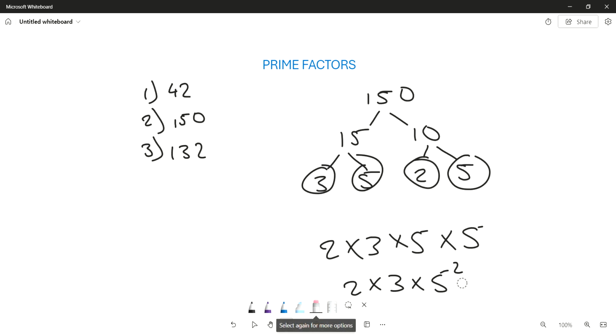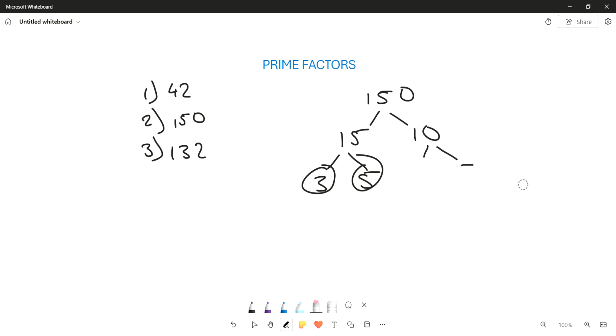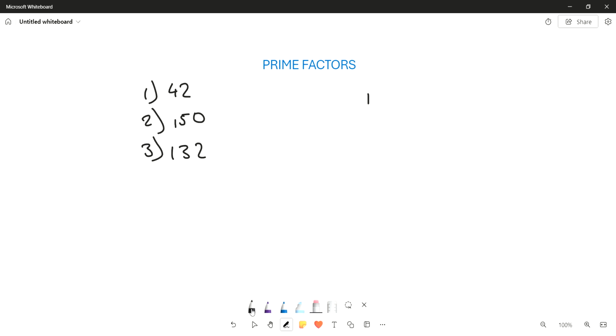Last but not least, let's have a go at 132. Two numbers that multiply to give 132. What we can see is that it's even, so we're going to go with 2. And what's 132 divided by 2? 66. Now, 2 is prime, so we're going to stop here, and come over here.